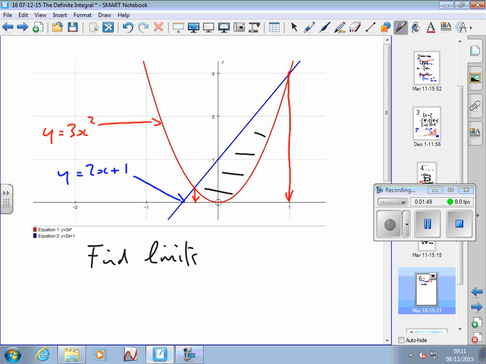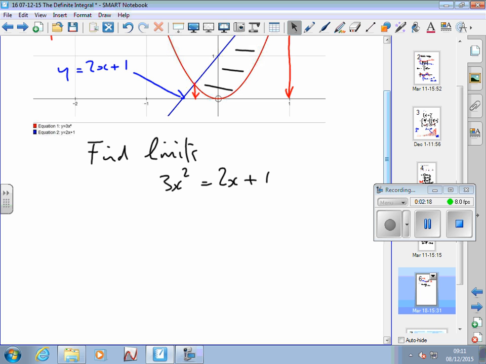I know the red function, it's 3x squared, and I know the blue function, it's 2x plus 1. These points are where 3x squared equals 2x plus 1. So to find the limits, I have to solve this problem: 3x squared equals 2x plus 1. I have to find the values of x that will satisfy that equation.